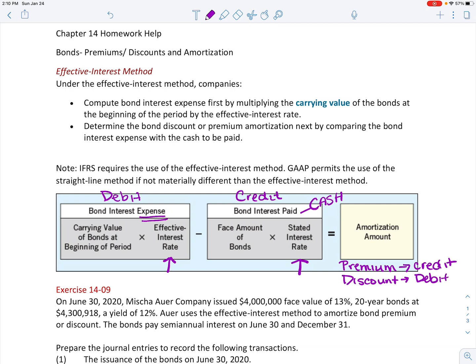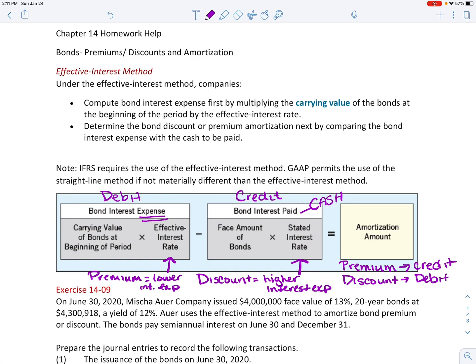That's because, and if you can take notes anywhere in here, that's probably a good thing to write down, if you have a discount on a bond, you're going to get a higher interest expense over the life of the bond. And the reverse is true for your premium. If you have a premium, that's going to create a lower interest expense over the life of the bond.